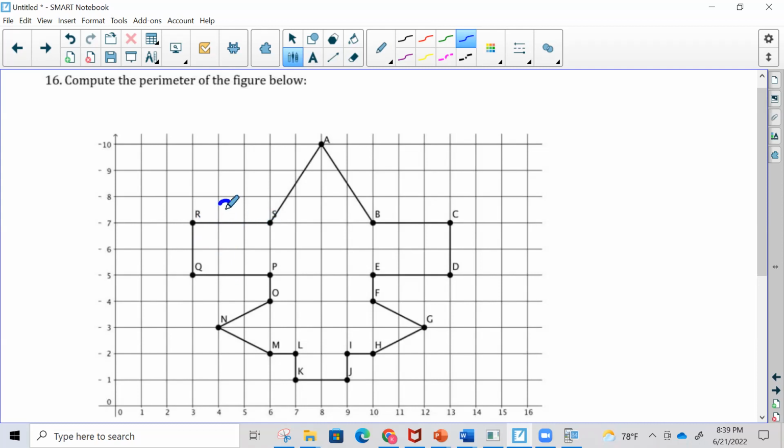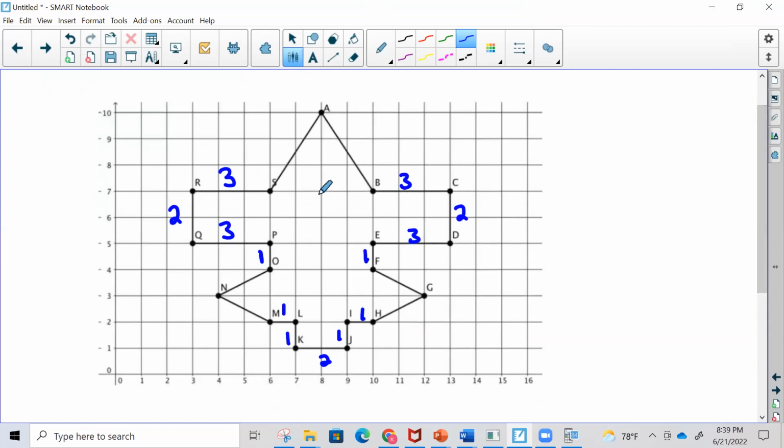So R to S would be 3, R to Q is 2, Q to P is 3, P to O is 1. We'll come back and do the segments here on the triangle. M to L is 1, L to K is 1, KJ 2, 1, 1, we'll come back, 1, 3, 2, 3. And just make sure you don't lose any of those ones. They're easy to miss.